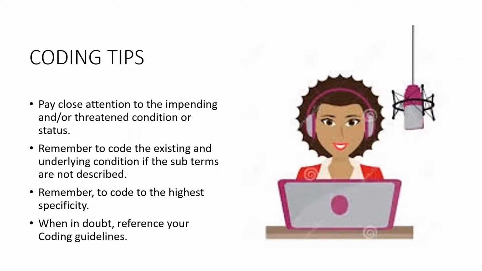So our coding tips: we always want to pay close attention to the impending or threatened condition or status. And again, in the event that there is not a subterm for the impending or threatened condition, we are to code the existing condition. Remember to code the existing and underlying condition if the subterms are not described. Remember to code to the highest specificity. That should be with all of your ICD-10-CM guidelines or coding. Always try to code to the highest specificity. When in doubt, it is okay to query the provider. And when in doubt as well, always reference your coding guidelines.